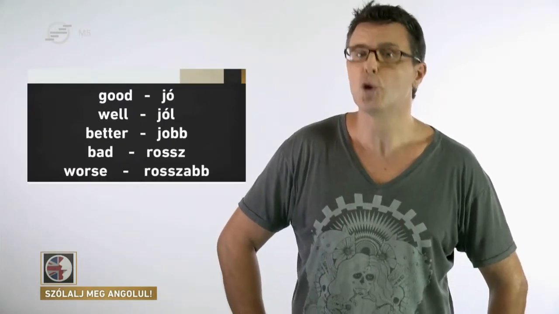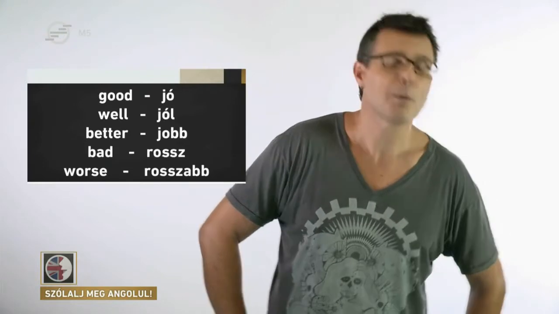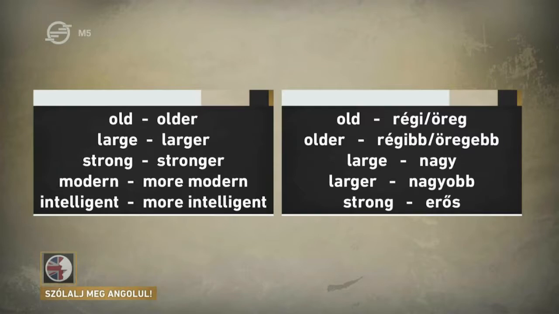If the adjective is good or well, then the comparative form is better. If the adjective is bad, then the comparative form is worse. Okay, great. Now let's see if we know the comparative form for the following adjectives. Old, older, large, larger, strong, stronger, modern, more modern, intelligent, more intelligent.